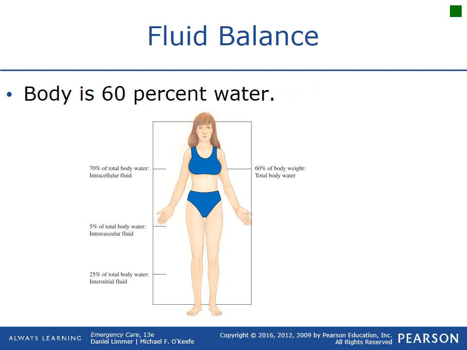Your body is just like planet Earth. It is mostly water. 70% of the water is intracellular fluid, so within that cellular level is where most of that fluid is. 5% of the total body water is within the vascular fluid, and 25% of total body water is interstitial fluid, within our tissues.